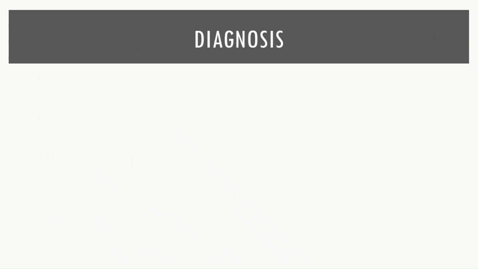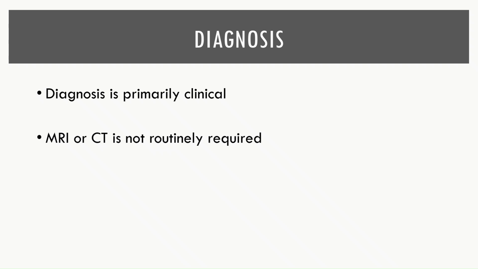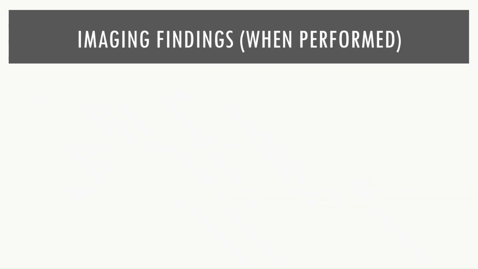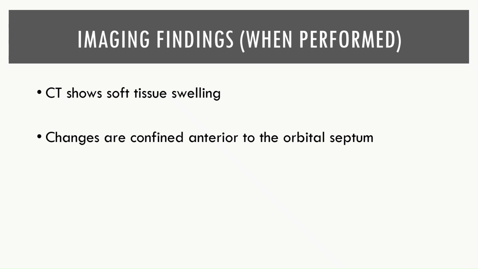Diagnosis. The diagnosis of preseptal cellulitis is mainly clinical. Imaging with CT or MRI is not routinely required unless there is suspicion of orbital cellulitis, lid abscess, or poor response to therapy. When imaging is performed, CT typically demonstrates soft tissue opacification confined anterior to the orbital septum with no postseptal involvement.